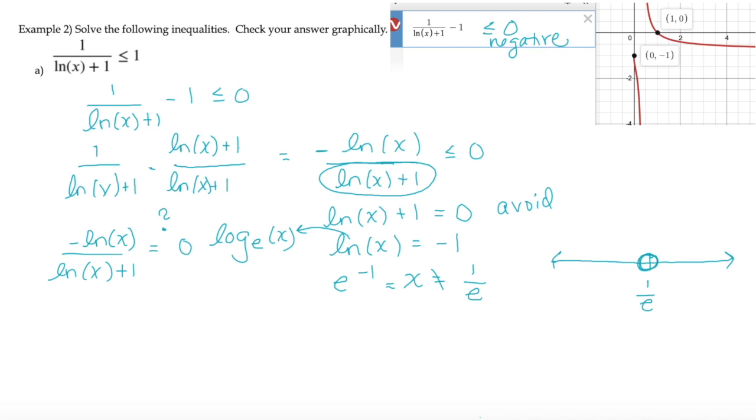I can multiply both sides by the natural log of x plus 1 so that I eliminate it. And when I multiply 0 times the natural log, it'll still be 0.